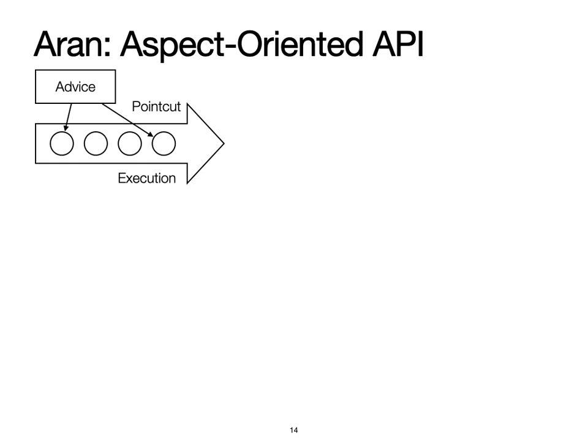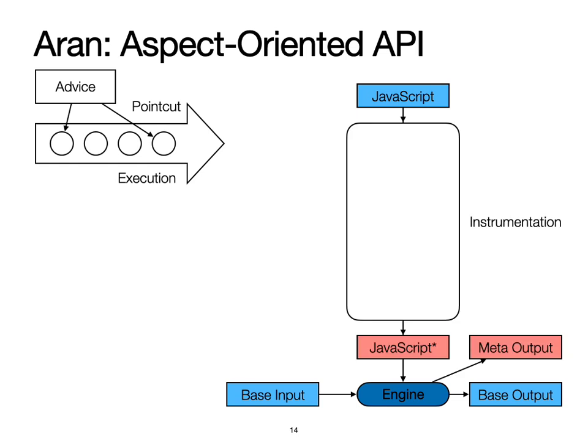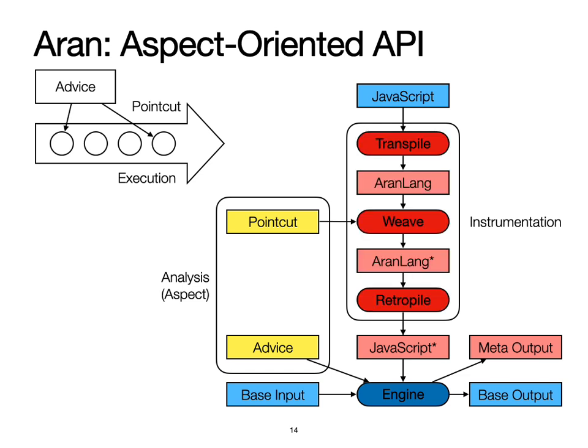I can now present the complete instrumentation pipeline of my framework. Here is the baseline execution of a program. My approach relies on source instrumentation. The user configures the instrumentation by providing an aspect. Its pointcut defines where to insert the analysis logic, and its advice defines the analysis logic. Crucially, the pointcuts act on AranLang rather than full JavaScript.